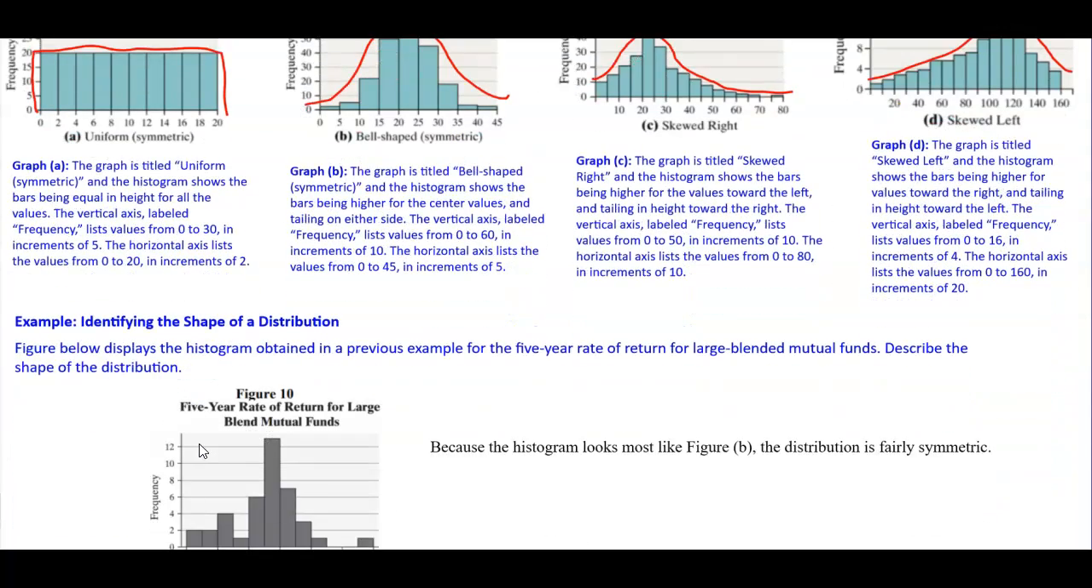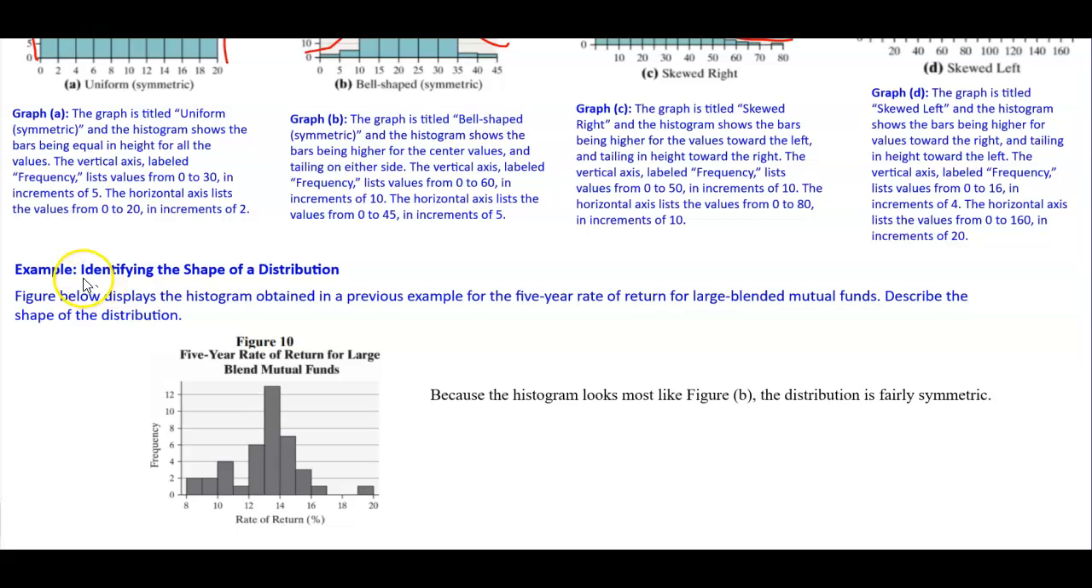Now let's take a look at this example. This is identifying the shape of a distribution. The figure below displays the histogram obtained in a previous example for the 5-year rate of return for large blend mutual funds. We're going to describe the shape of the distribution. First, we can see here that it's titled 5-year rate of return for large blend mutual funds.